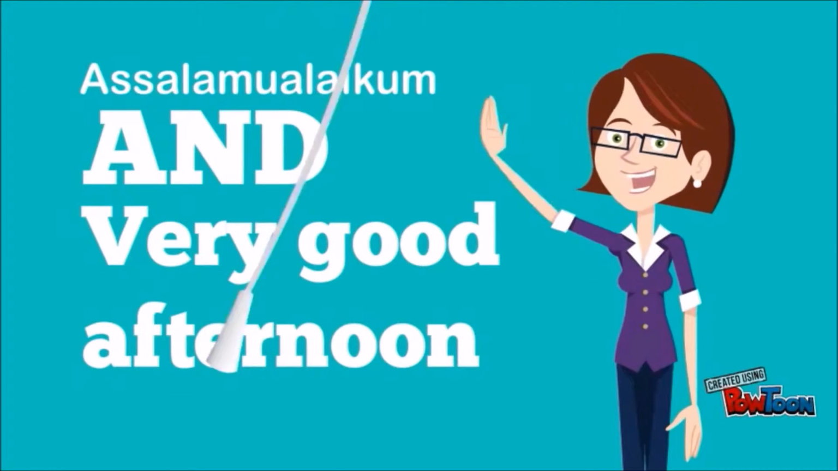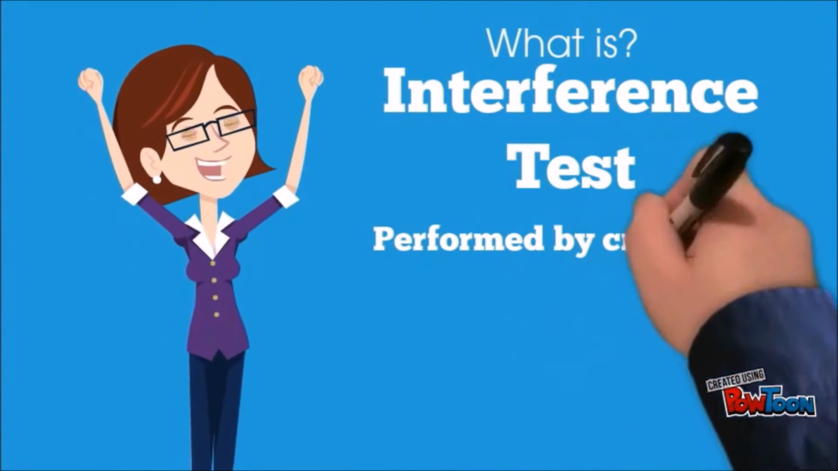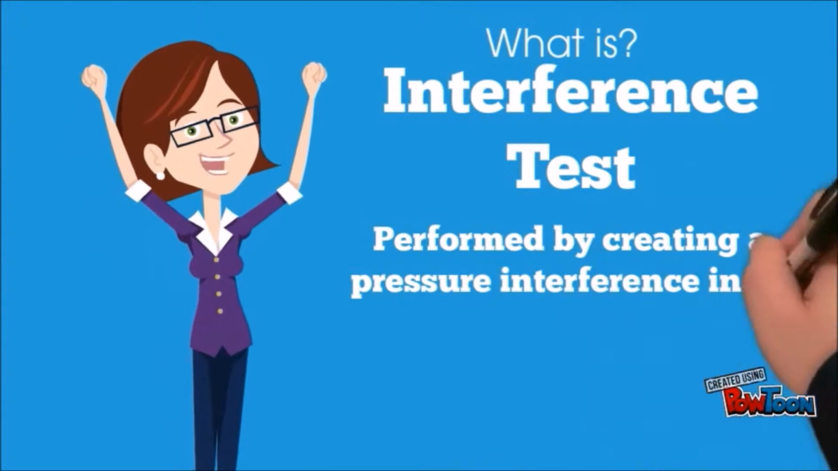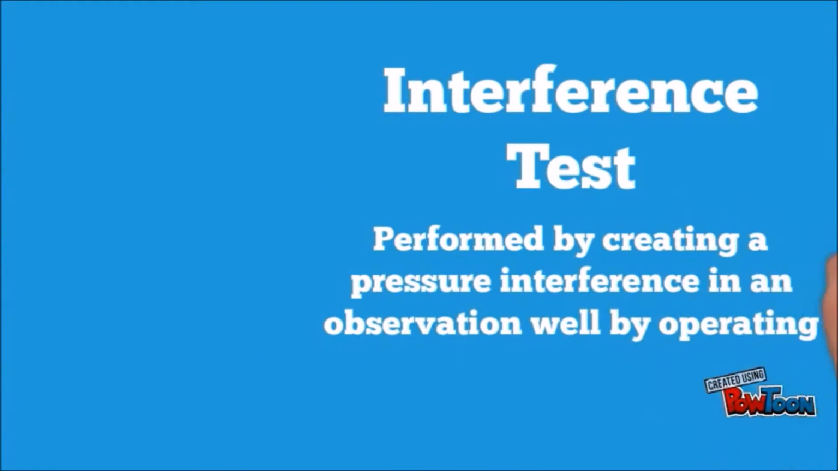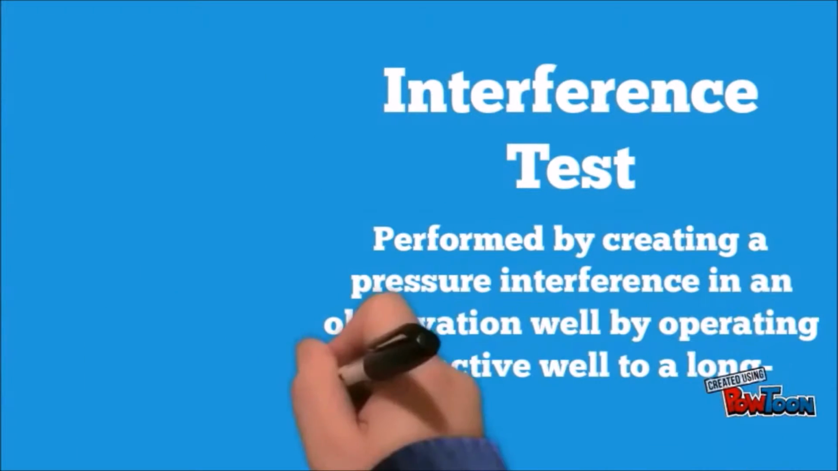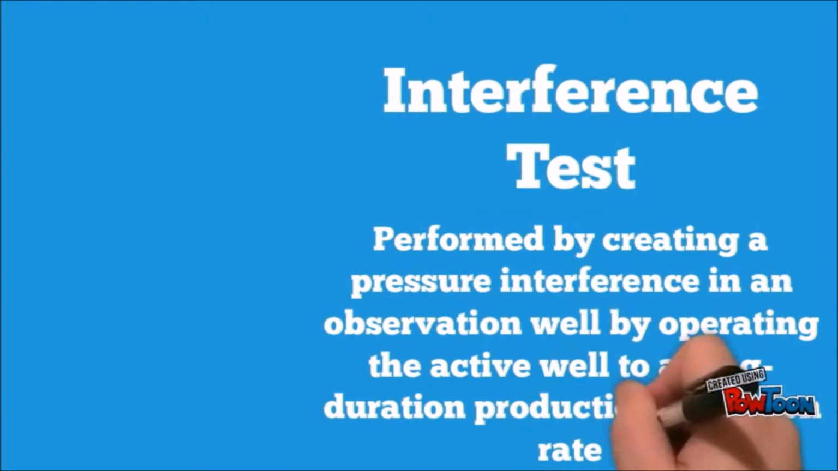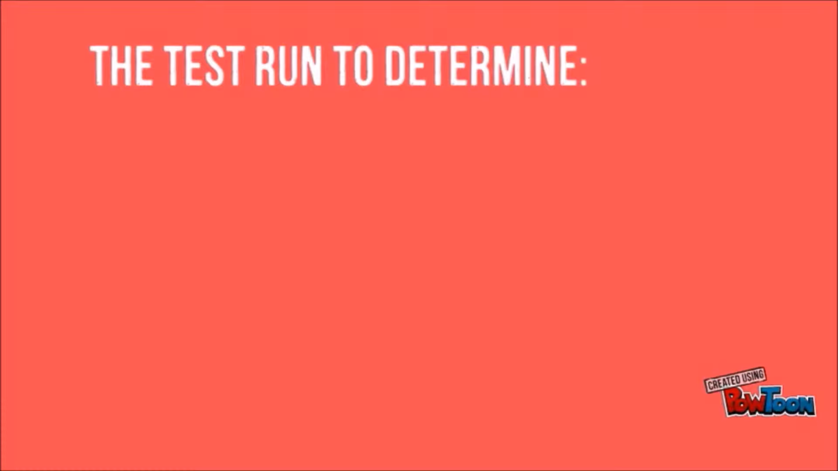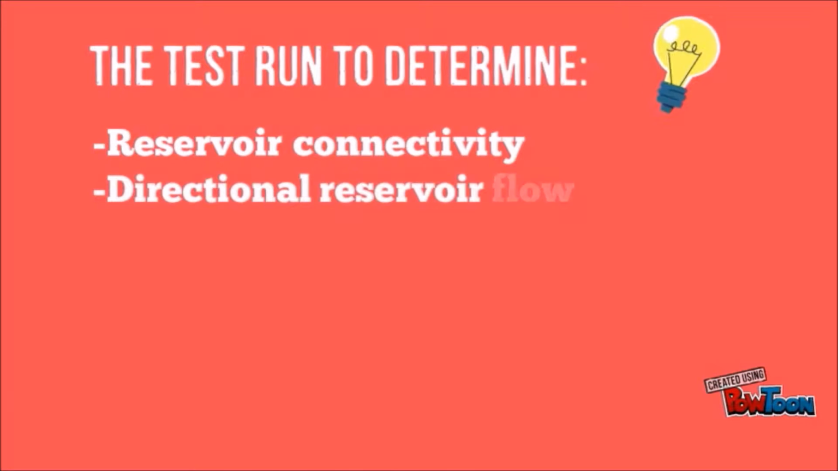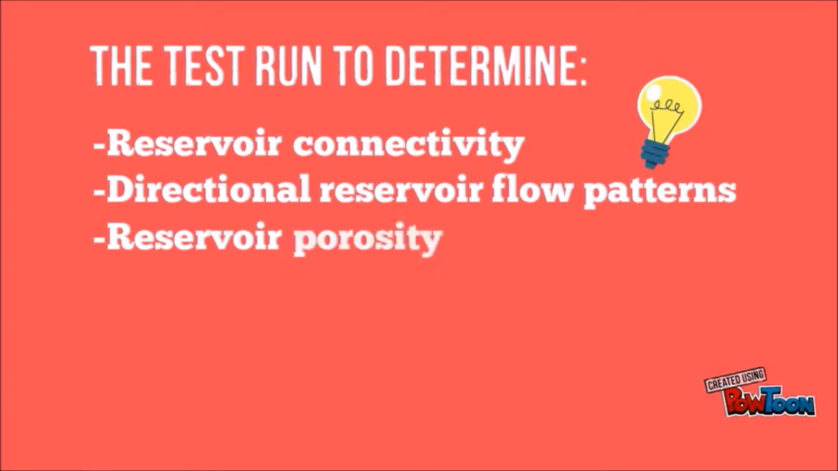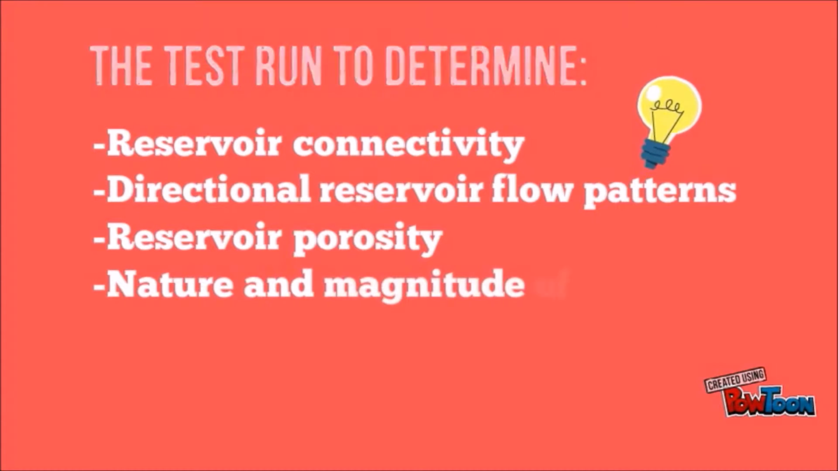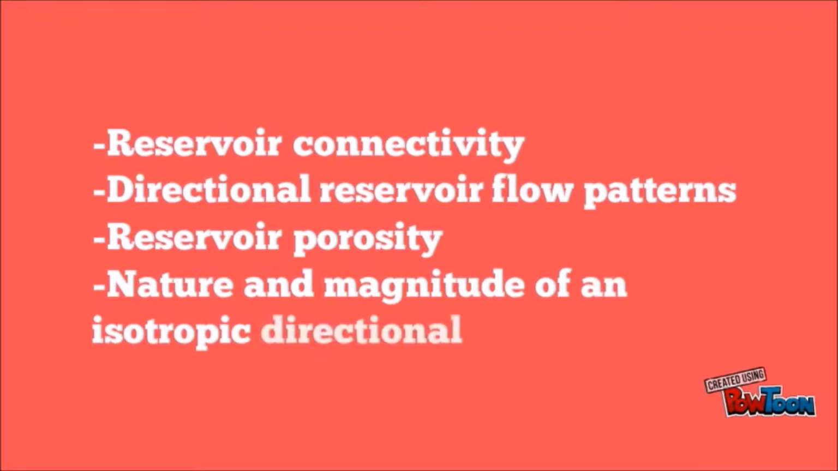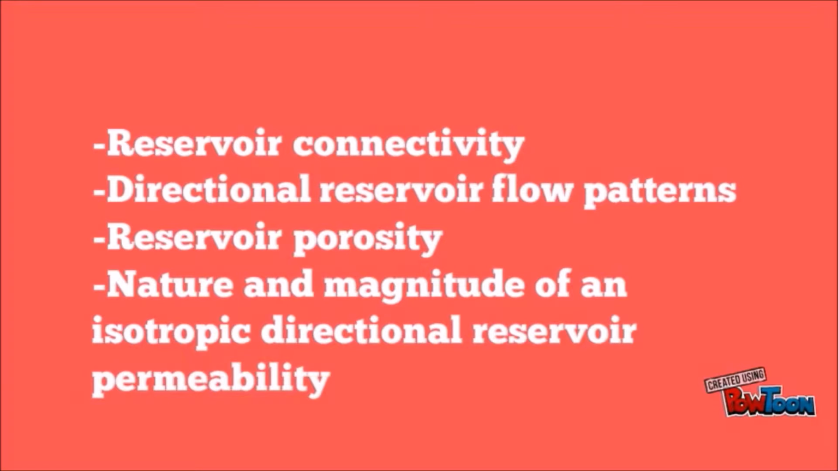Today I'm going to talk about interference test. What is it? Interference test is performed by creating a pressure interference in an observation well by operating the active well to a long duration production or injection rate. The test run to determine is reservoir connectivity, directional reservoir flow patterns, reservoir porosity, and nature and magnitude of anisotropic directional reservoir permeability.